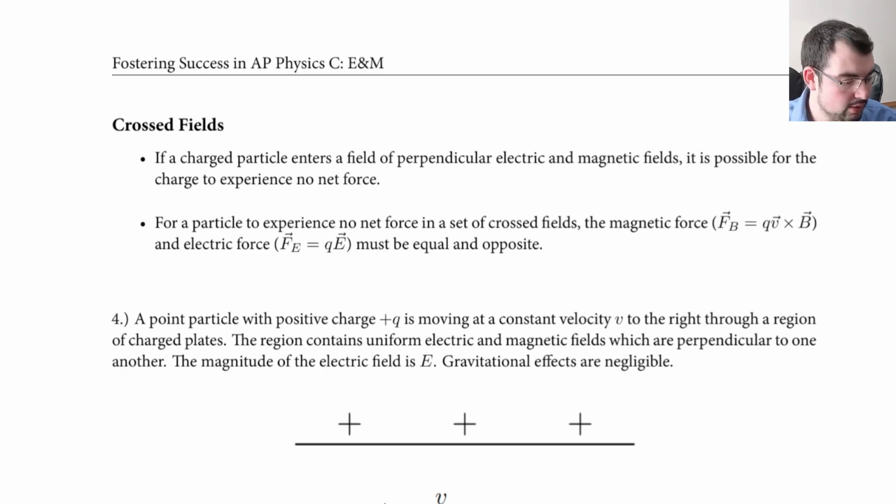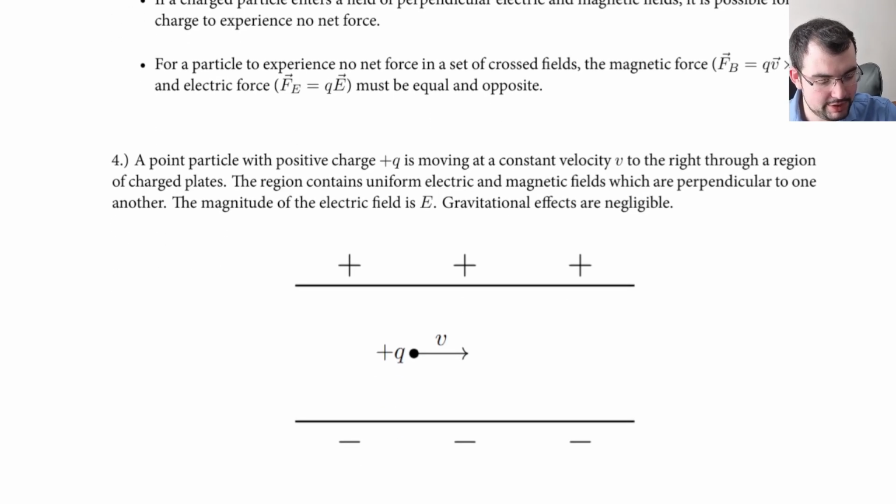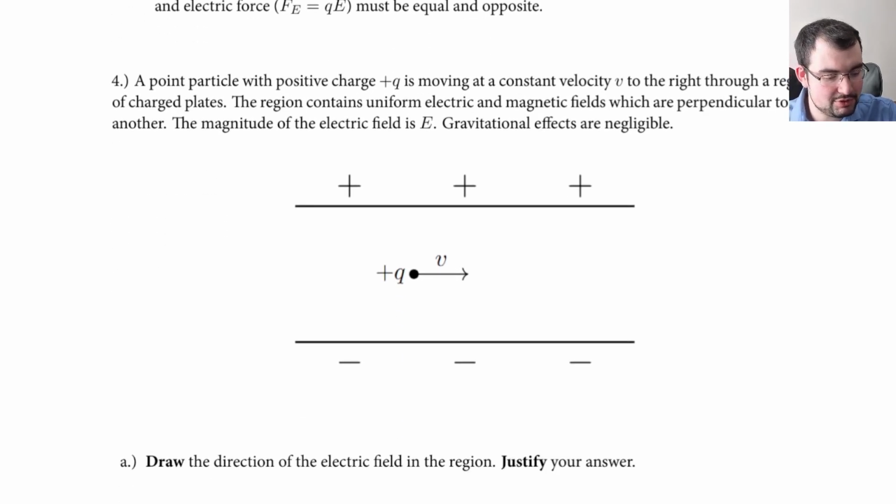And how do you do that? Well, they have to be oriented in a special way, and I kind of find it a fun puzzle. It's some of my favorite problems is to figure out which way the fields have to go. But the magnitude is also really easy because the QVB magnetic force has to cancel the QE electric force. So let's do a basic example here. A point particle, positive charge, is moving at a constant velocity v to the right. So constant velocity v. So this means that there is no net force.